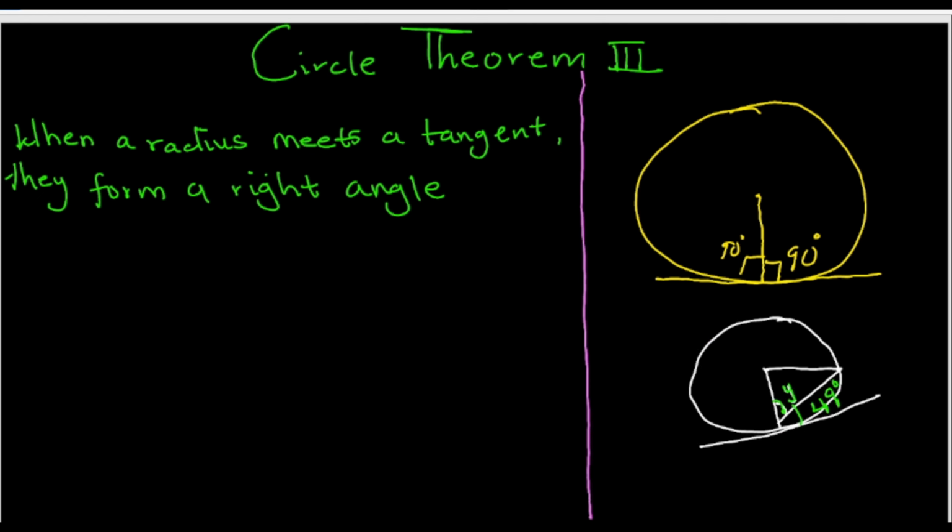So here is a question. I hope you can see that. In this question, we have a tangent and we have a radius here. We have y and we have 49. And we're asked to find the value of y. This is y here. We can see a radius and a tangent, right?